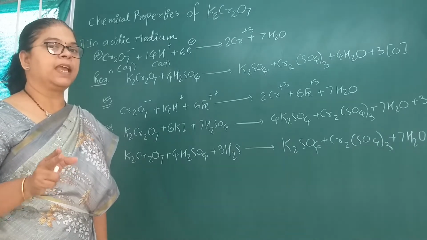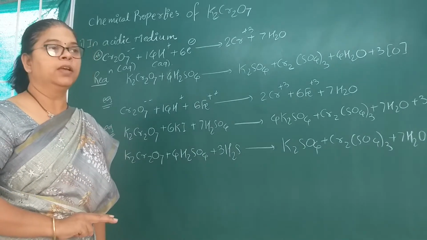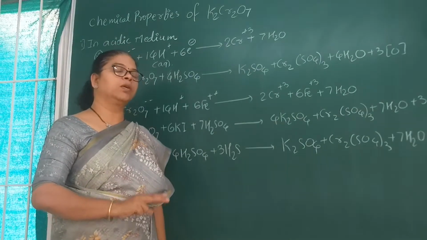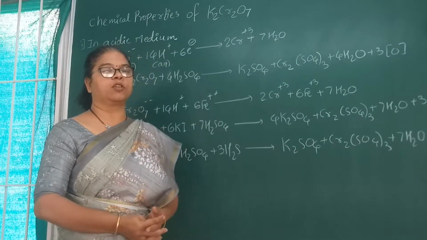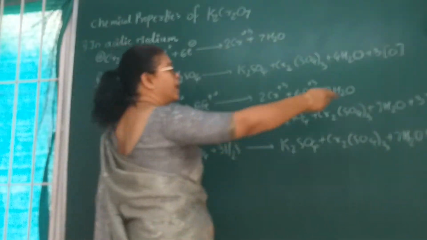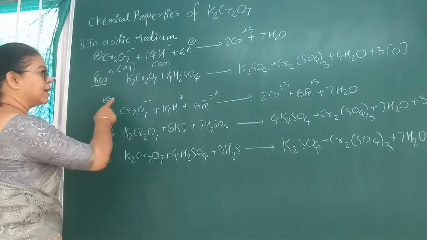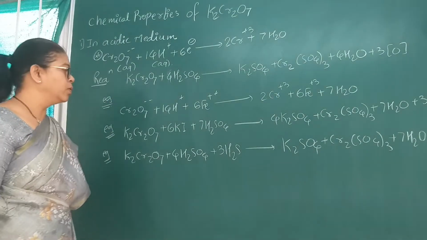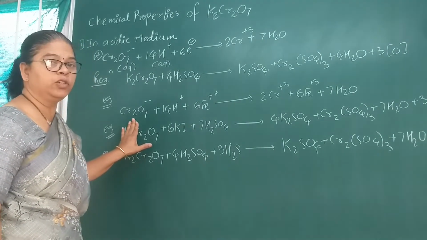What should we remember? Exchange of 6 electrons. 6 electrons are accepted by dichromate to produce chromium +3. Dichromate undergoes reduction itself, therefore potassium dichromate in acidic medium is a good oxidizing agent. It supplies oxygen to the suitable acceptor. Now these are certain examples which explain how potassium dichromate oxidizes given units.